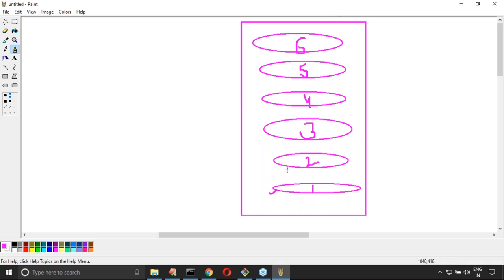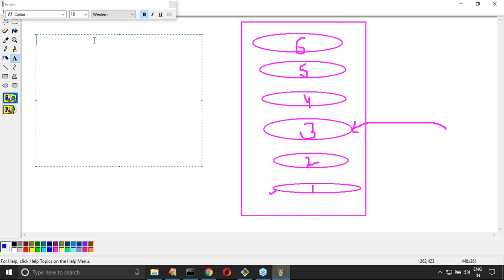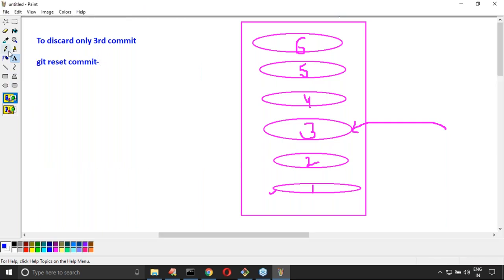Second, my requirement is that I want to discard only the third commit. Can you please tell what is the way I can do that? Which command do we require? Git reset. Excellent. Git reset, but which commit do I have to take? I don't want this one, only this one, but except for this, all the remaining I want.